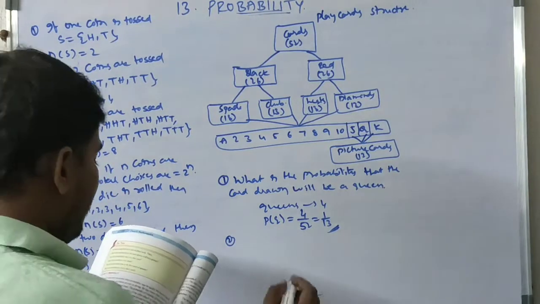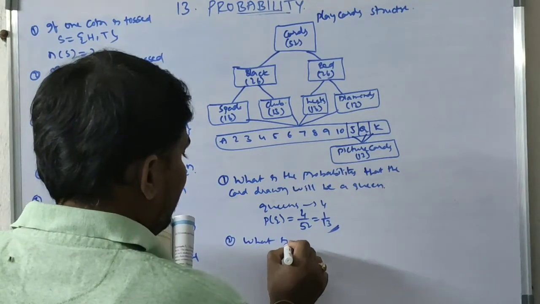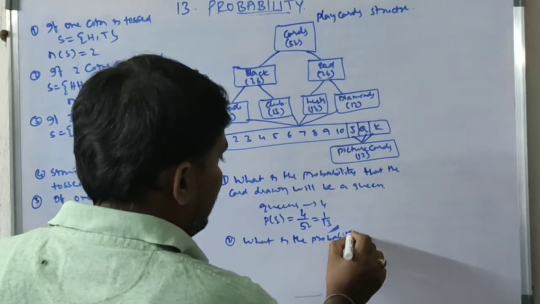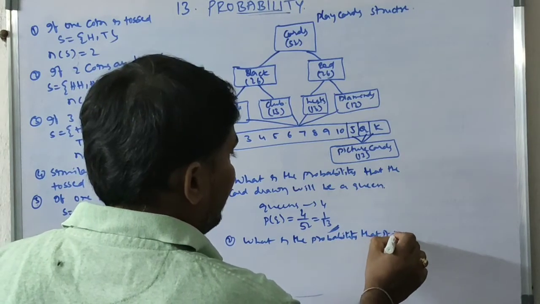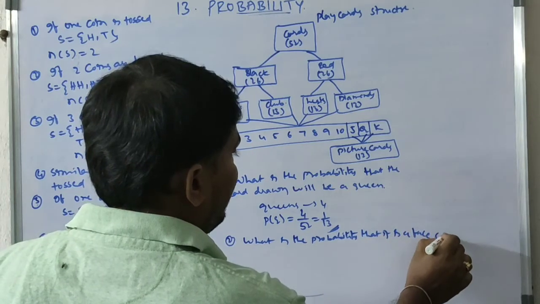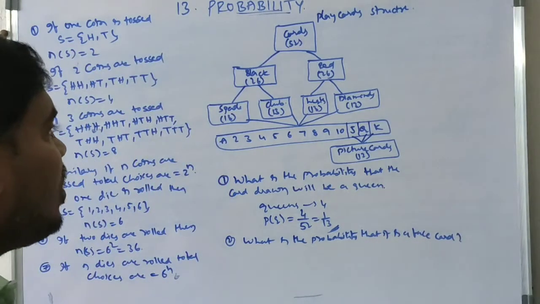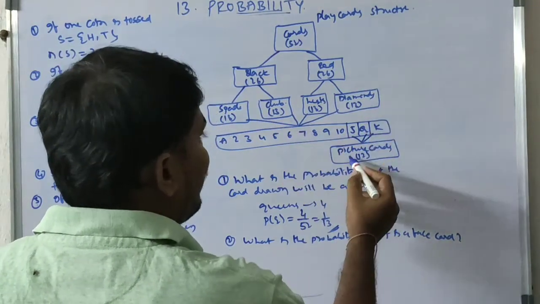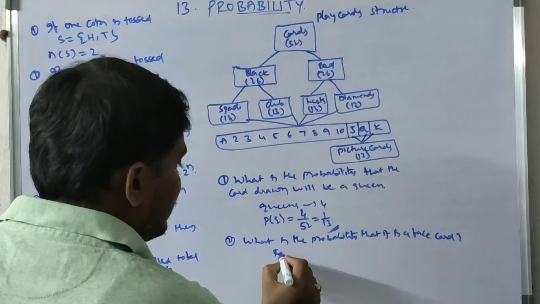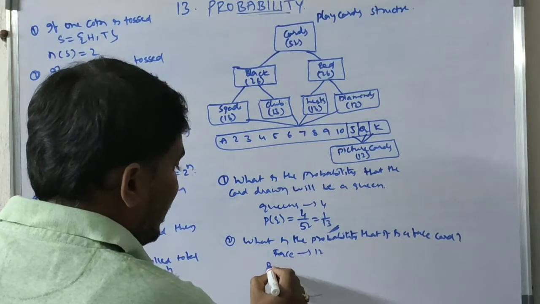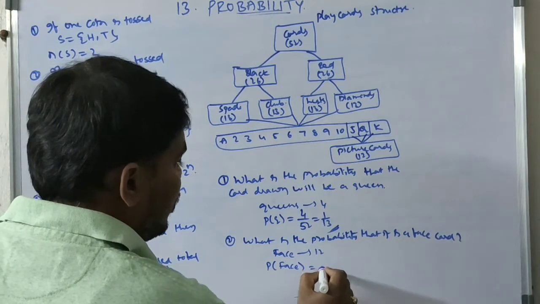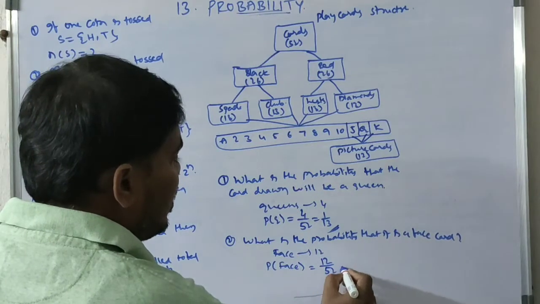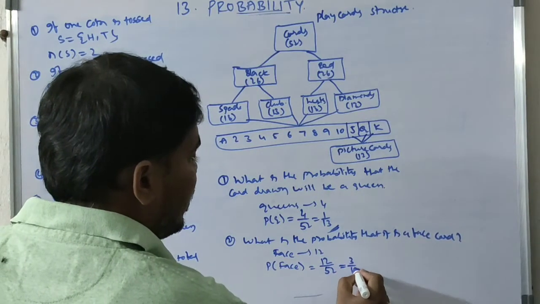What is the probability that it is a face card? If you observe face cards or picture cards, how many? 3 into 4, 12 picture cards. So P of face cards equals total face cards 12 by total cards 52. Cancel with 4, 3 by 13.